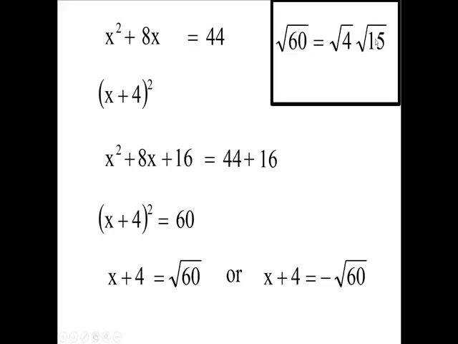You say, well, so what? Well, the point is, I know what the square root of 4 is, don't you? So this is not simplified because the square root of 4 is not simplified. So simplify that and write 2 square root of 15. So that's what I'm going to put here. I'm going to put 2 square root of 15 and 2 square root of 15. Notice this is a minus 2 then.